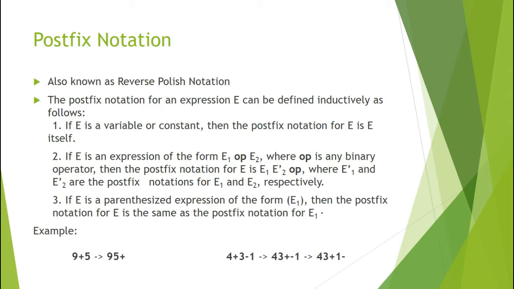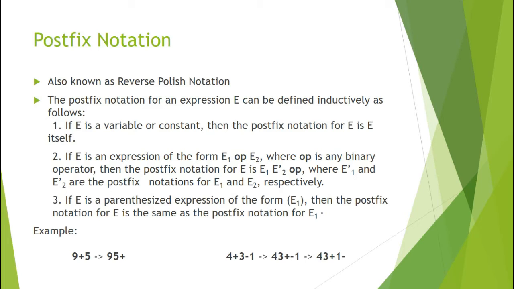Number 2. If E is an expression of the form E1 OP E2, where OP is any binary operator, then the postfix notation for E is E1 E2 OP, where E1 and E2 are the postfix notations for E1 and E2 respectively. Number 3. If E is a parenthesized expression of the form (E1), then the postfix notation for E is the same as the postfix notation for E1. In number 2, the operator was placed at the end of E1 and E2.